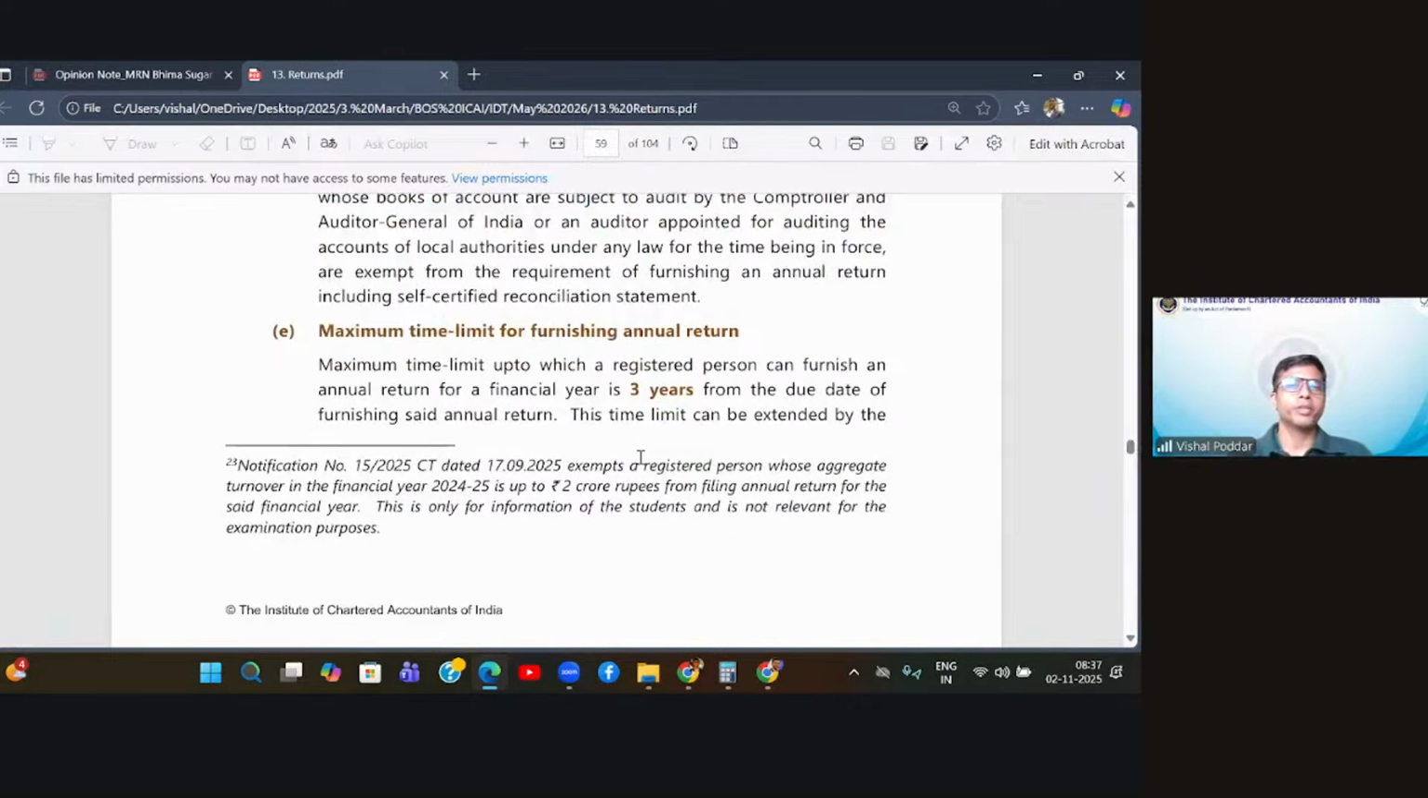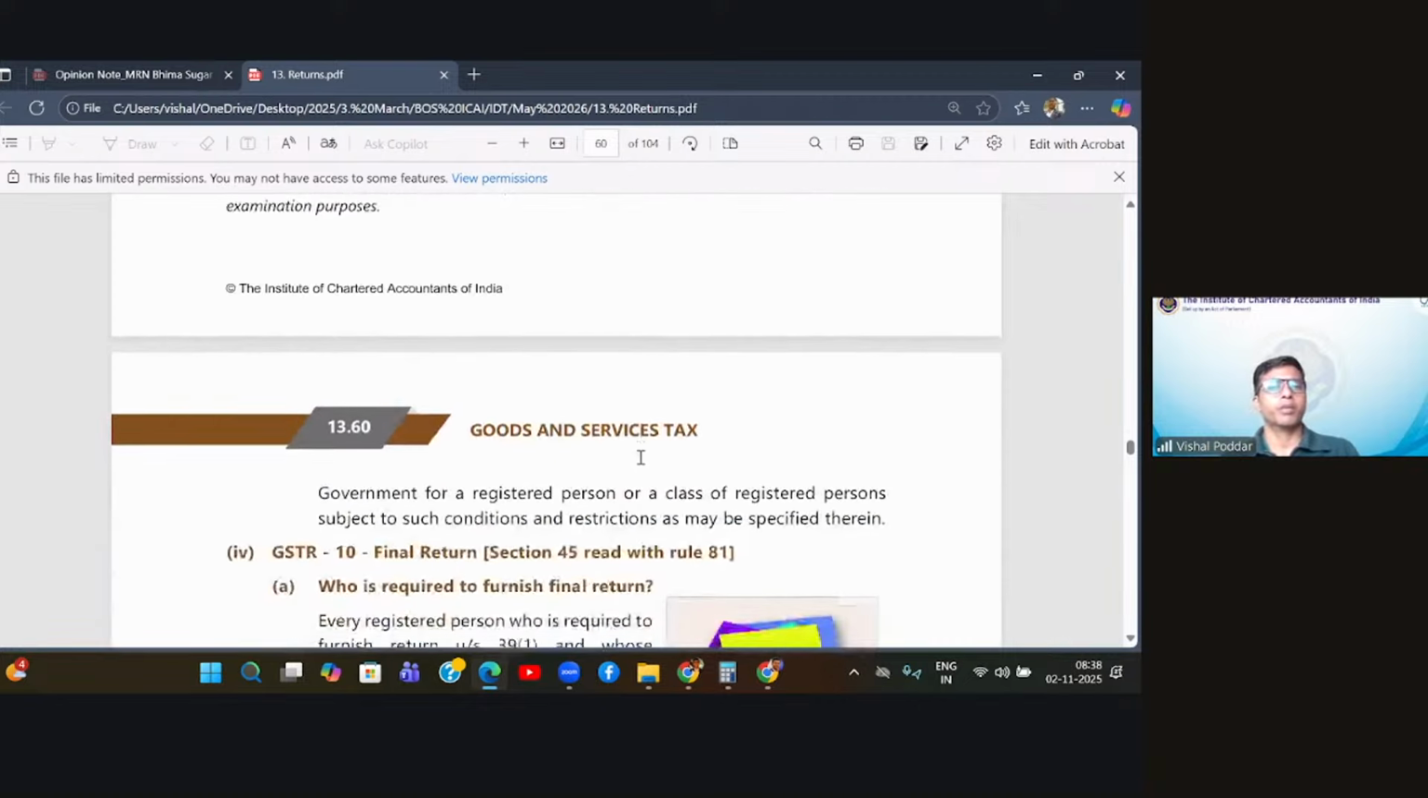What is the time limit for furnishing annual return? It is the same. So 1, 3B, 9, for all, the time limit is the same: 3 years from their respective due dates.